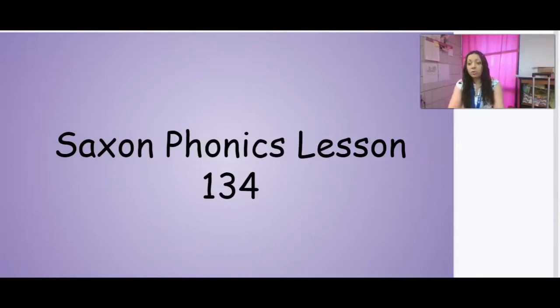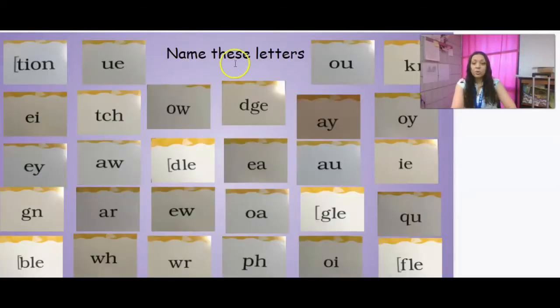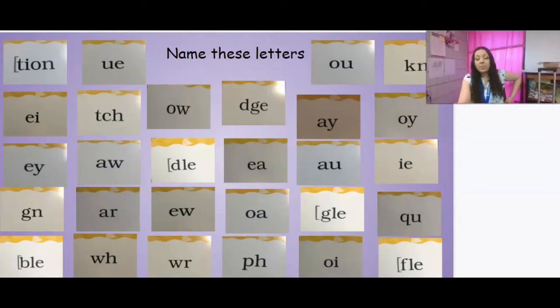Remember, these are all review lessons. On Monday, we reviewed consonant digraphs. On Tuesday, we reviewed vowel digraphs. Yesterday, we talked about letter combinations. So we're going to try to figure out what we're going to learn about today. Real quick, we're just going to go over some of our letter cards.